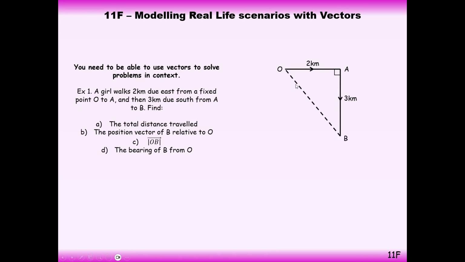Then for OB here, first of all, the total distance traveled. It's a primary school question. 2 plus 3 makes 5. So the total distance traveled, part A, is rather simple. Next is the position vector of B relative to O. Alright, so let's just get part A out of the way.